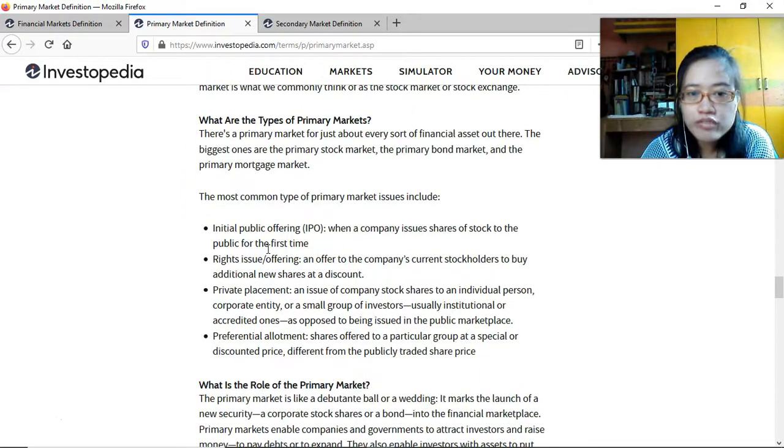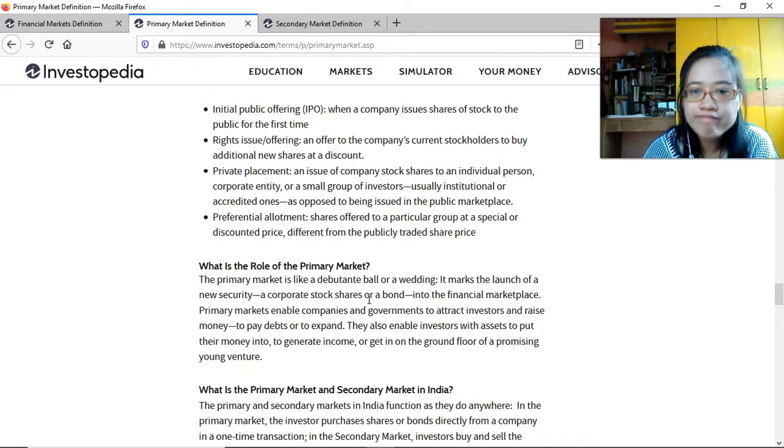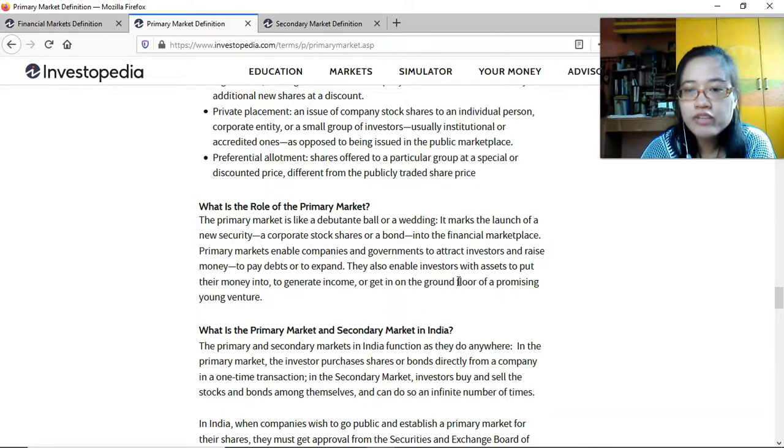Types of primary markets: we have initial public offering, rights issue or offering, private placement, and preferential allotment. Role of the primary market: it marks the launch of a new security, corporate stock shares, or a bond into the financial marketplace. It enables companies and governments to attract investors and raise money to pay debts or to expand. Normally, if the reason for raising capital is to pay debts, the price is going to be quite low. But if it's for expansion, then the price is going to be quite high. All right. They also enable investors with assets to put their money into, generate income, or get in on the ground floor of a promising young venture.